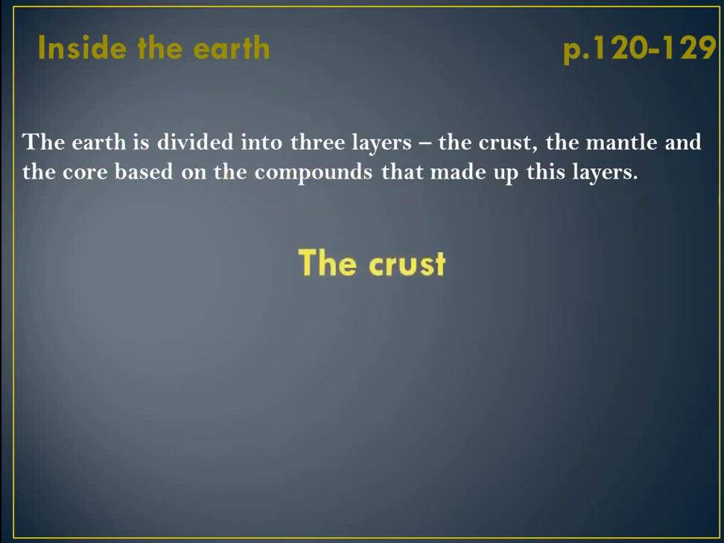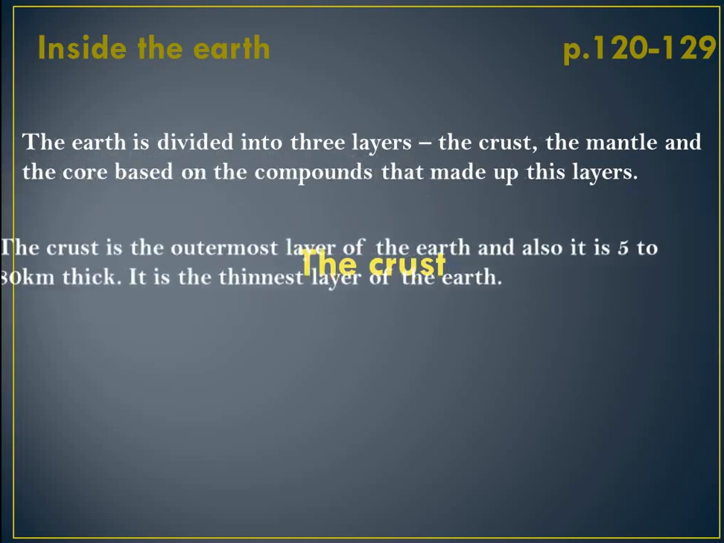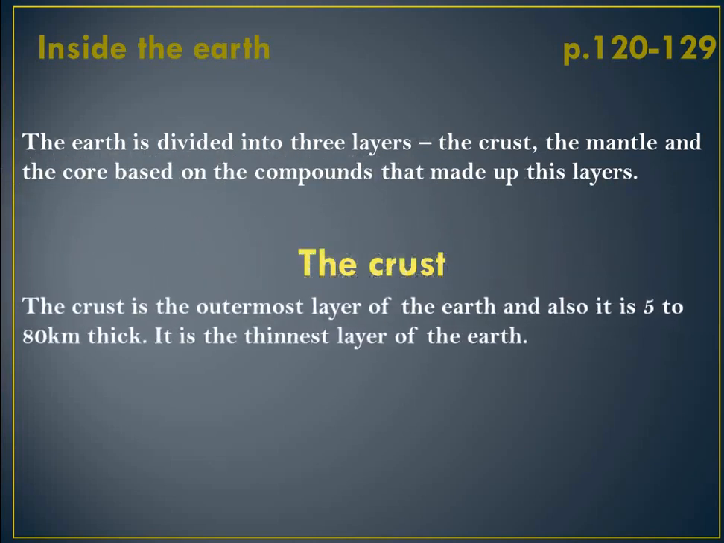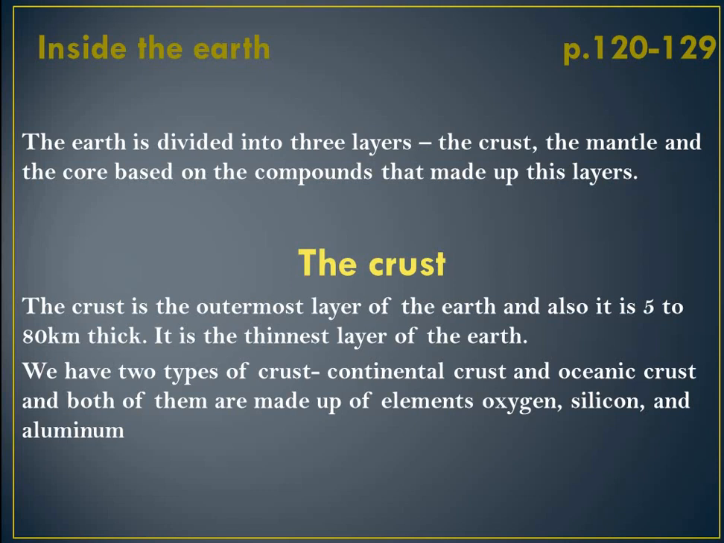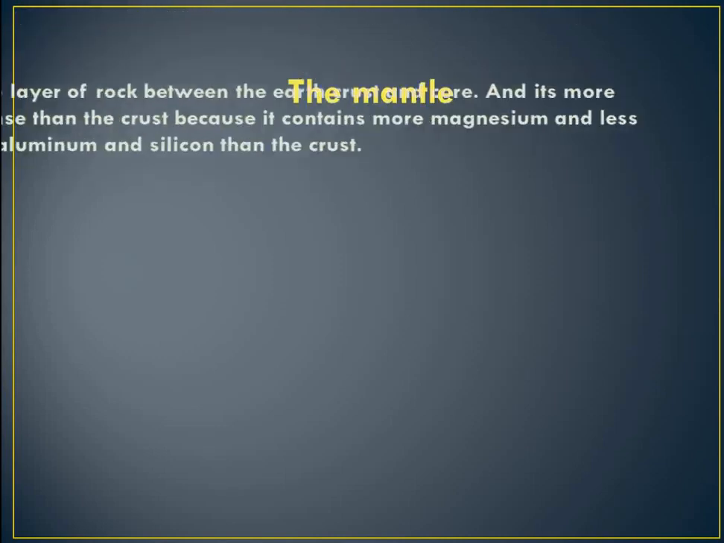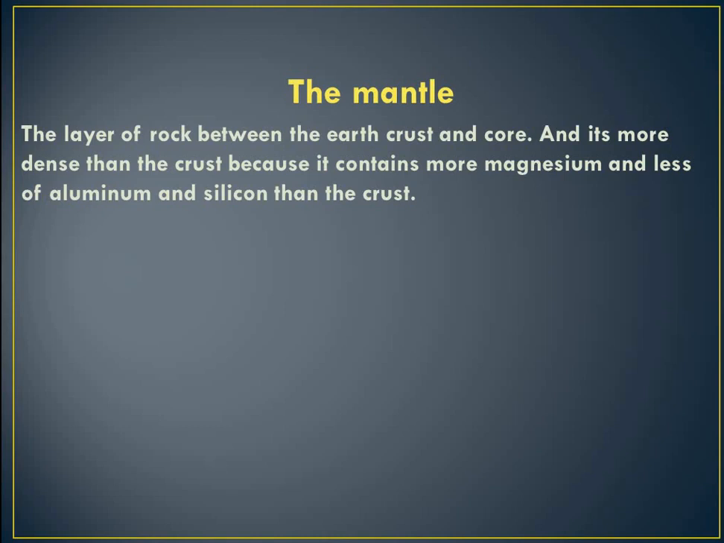So we can say the first layer is the crust. Let's see what's the definition of the crust. The crust is the outermost layer of the Earth, and also it's 5 to 80 kilometers thick. It's the thinnest layer of the Earth. We have two types of crust, continental crust and oceanic crust, and both of them are made up of elements oxygen, silicon, and aluminum.